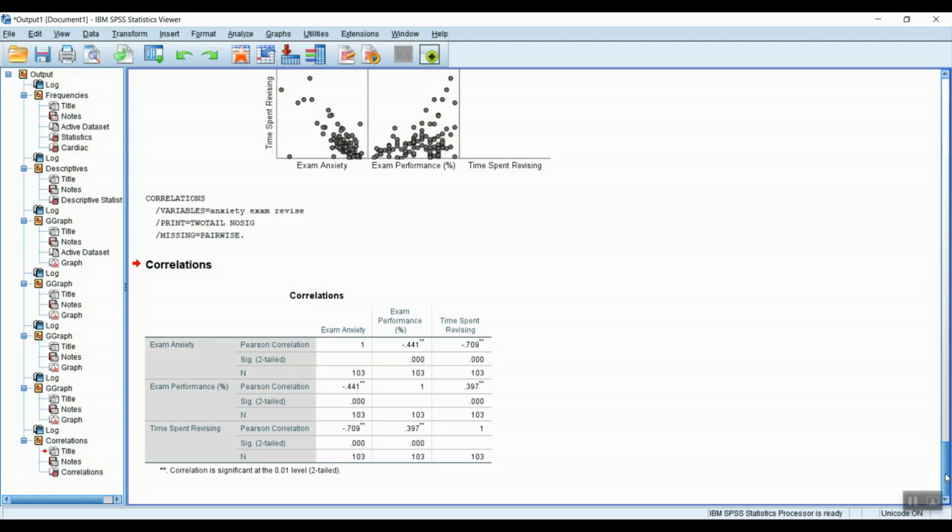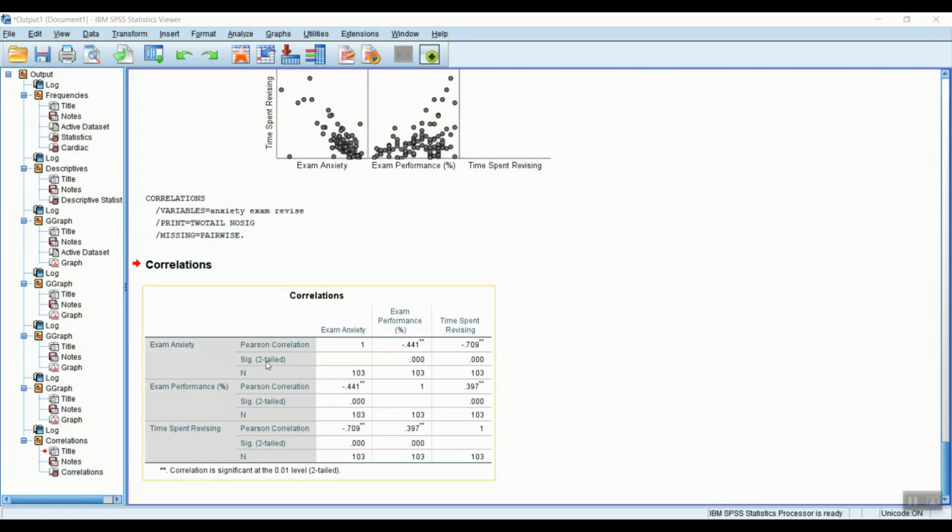So that means that 80% of the variance in exam performance cannot be explained by exam anxiety. Nearly 20% can. So in the next section, what we'll do is look at ways of taking time spent revising into account. We'll just have a quick look at some of the other correlations and what they mean.